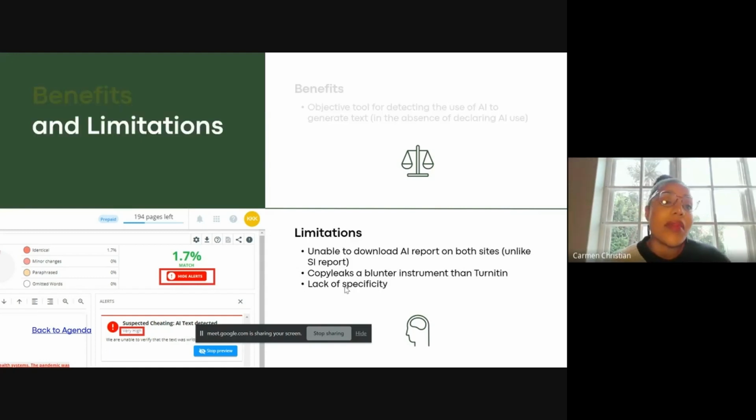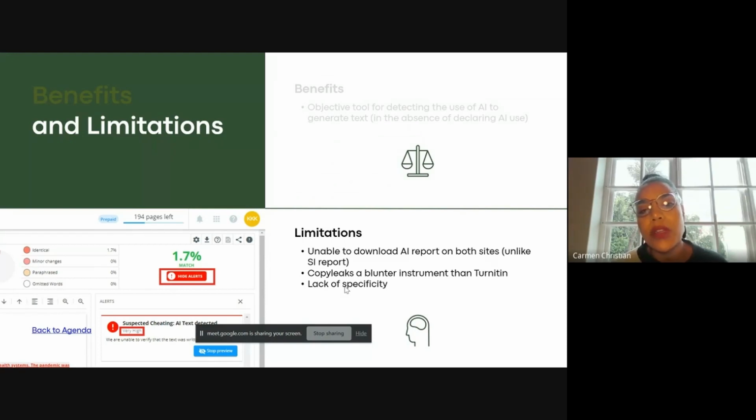However, there are some limitations that I found. Some of them are just very straightforward and practical limitations. For example, on these AI detection tools, both with Copyleaks and with Turnitin, the site does not allow you to download the AI report. So you literally have to take screenshots of the outcomes when you need to discuss this with students and take it further. In my experience, I also find that Copyleaks is a far blunter instrument in AI detection than Turnitin.